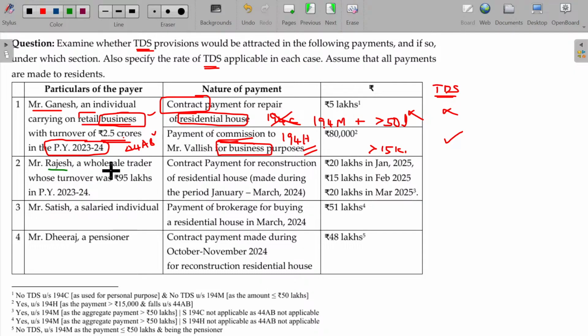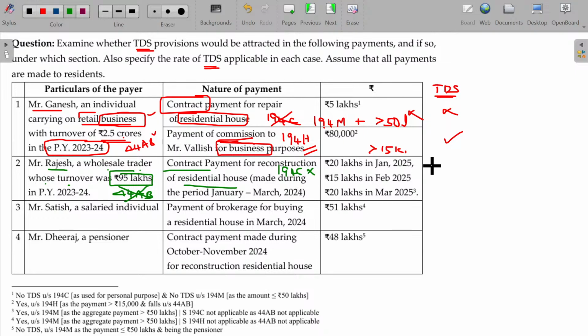Mr. Rajesh, a wholesale trader whose turnover is 95 lakhs, then 44AB is not applicable. Contract payment for construction of residential house property, then what happens here? 194C is not applicable.